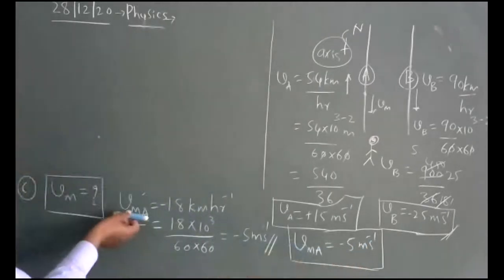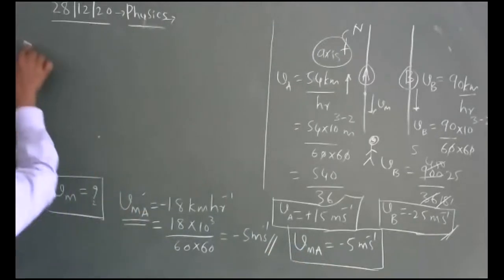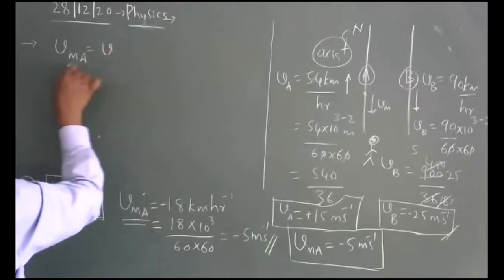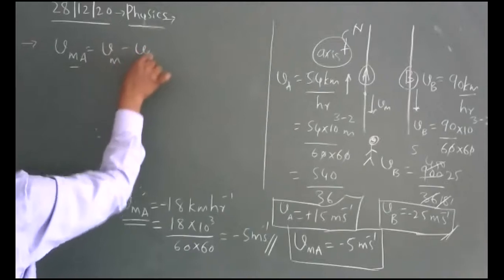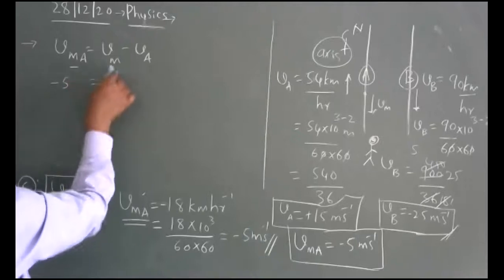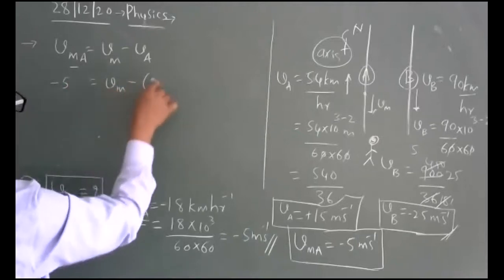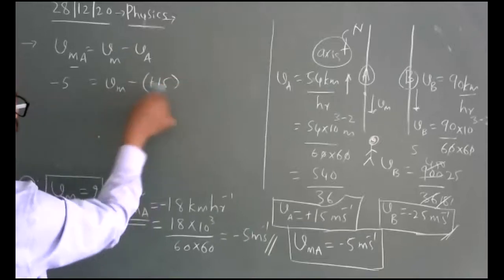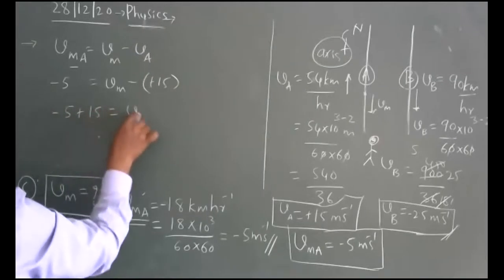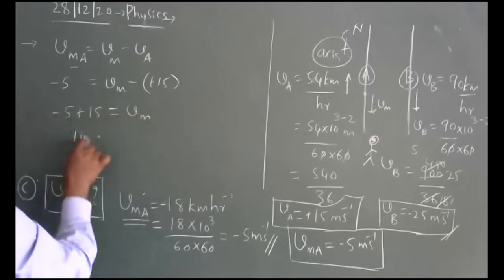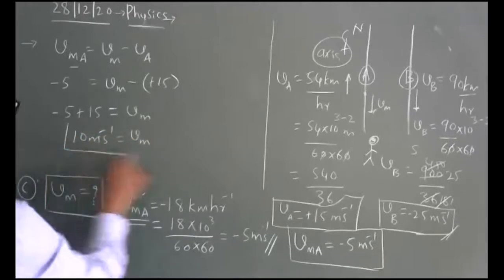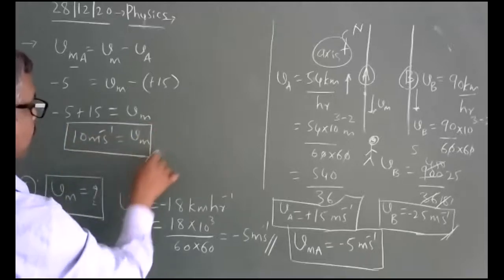Look at this formula. Let me continue here. Relative velocity of a monkey with respect to A can be written as Vm, velocity of a monkey, minus velocity of a train A. Yes, we already know this. This is minus 5. Velocity of a monkey, I'll keep it as it is. Minus velocity of train A is plus 15. So since this is minus, it comes on this side. It is minus 5 plus 15 is equal to velocity of a monkey. So both gives me 10 meter per second. So this is going to be Vm. So velocity of a monkey is 10 meter per second.